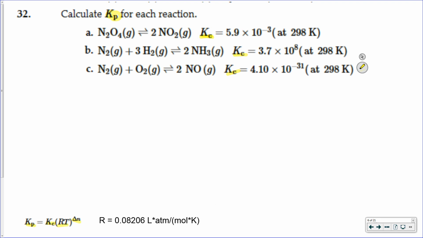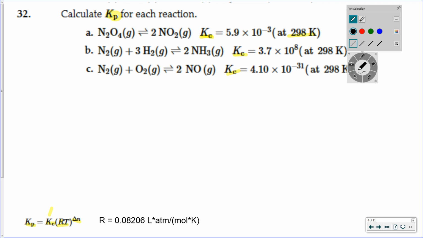I know the temperature. All these are at 298 Kelvin. I know the KC values. The only thing I need to do is calculate what delta N is and plug it in and crank them out. Okay, so let's assign the delta N for all of them, and then we'll work one of them.